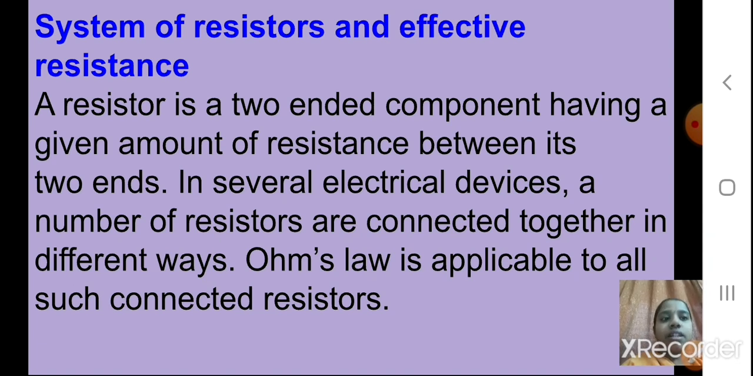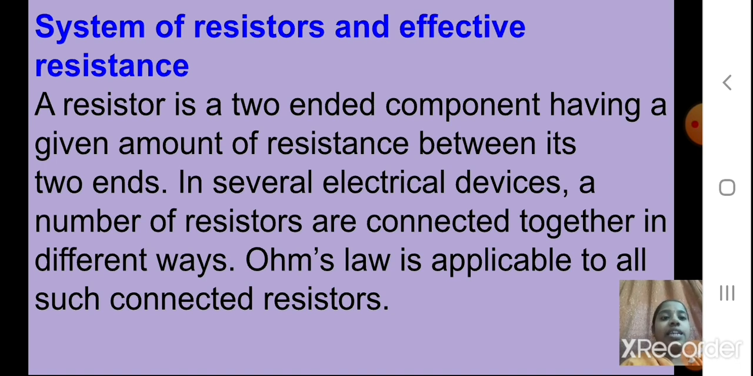In several electrical devices, a number of resistors are connected together. Sometimes only one could not help to run that device, so we attach many resistors together in different ways. Ohm's law is applicable to all such connected resistors. Students, which law is applicable there? Ohm's law is applicable to all such connected resistors.